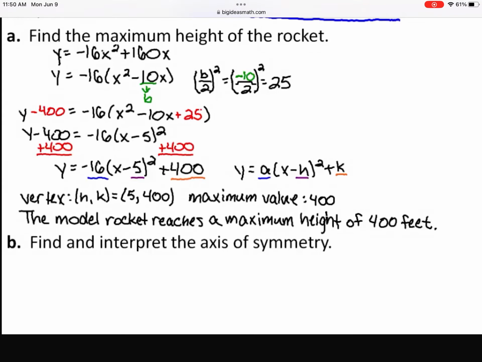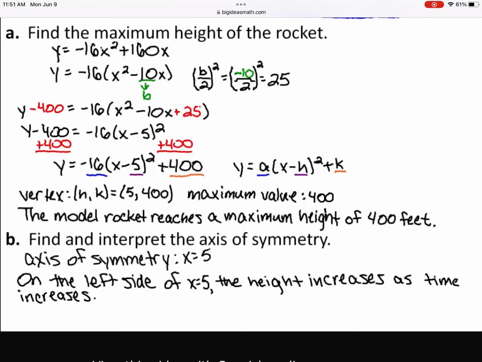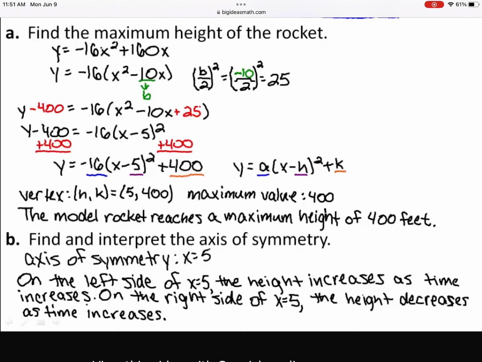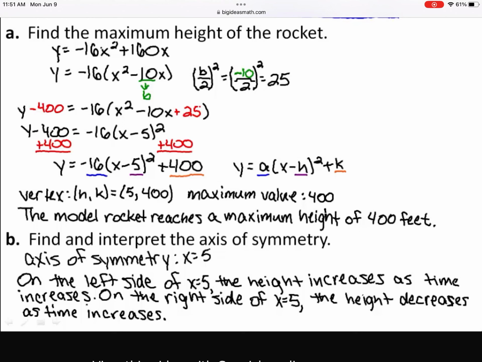Part B. Find and interpret the axis of symmetry. Because the vertex is (5, 400), the axis of symmetry is x equals 5. Because the parabola opens down, on the left side of x equals 5, the height increases as time increases, and on the right side of x equals 5, the height decreases as time increases.